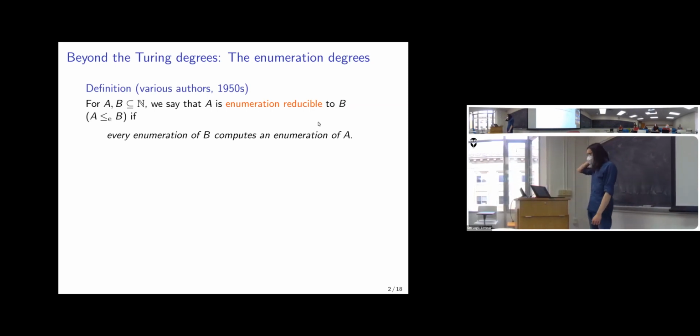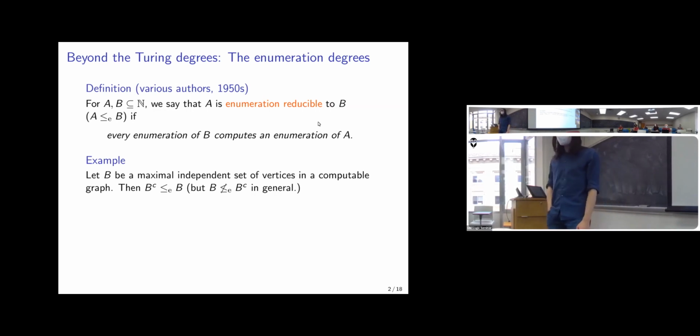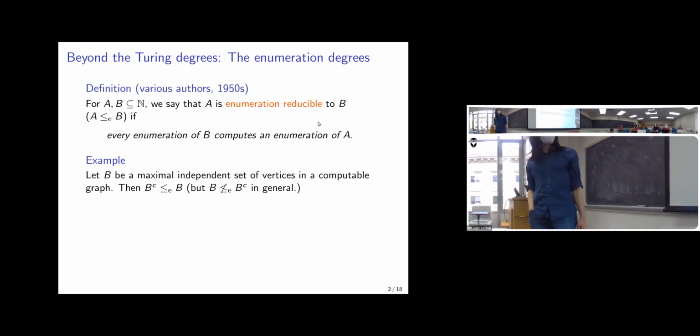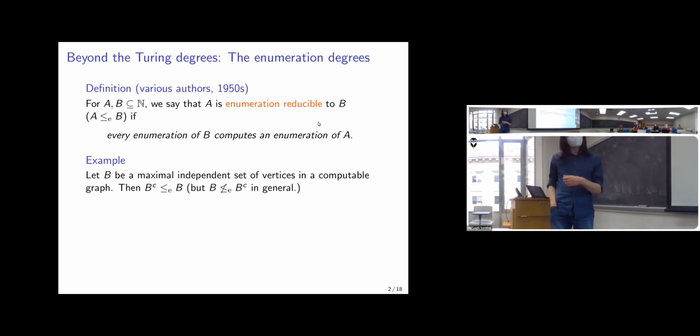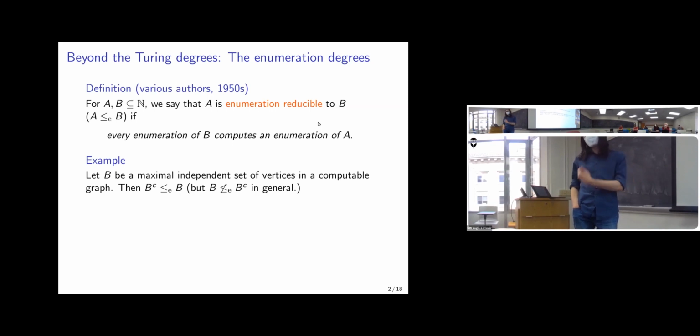Seeing this for the first time, I like the following example of an enumeration reduction. Say we have a computable graph. It's a graph where you can tell in a computable way what's a vertex, and what's an edge. Then fix a maximal independent set of vertices in this graph. Independent means that any two vertices in the set are not adjacent, and it's maximal in the sense of set inclusion. Let's call this capital B. Then the complement of capital B is enumeration reducible to B itself.